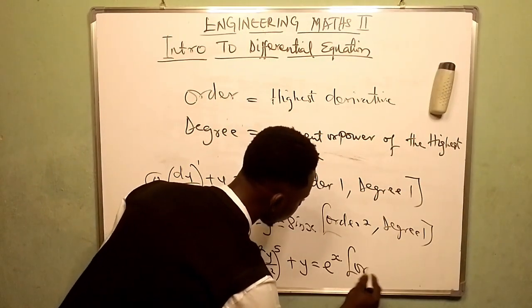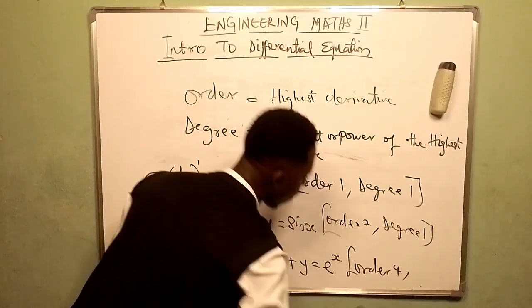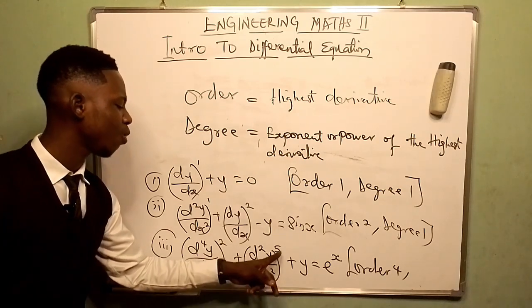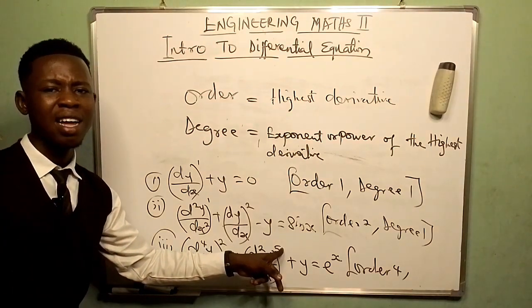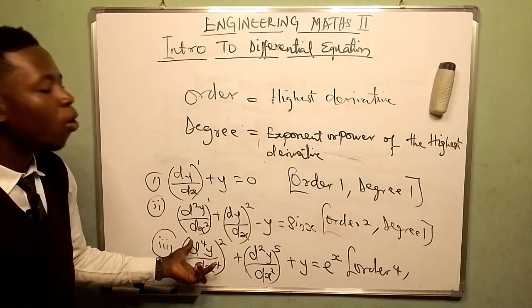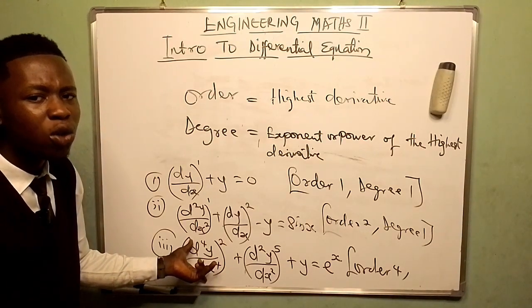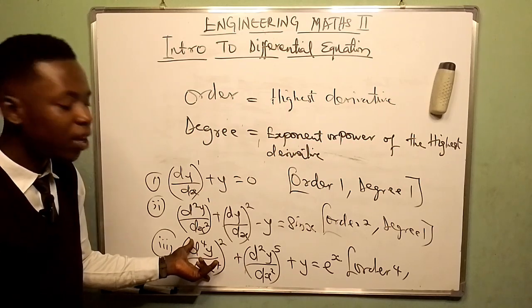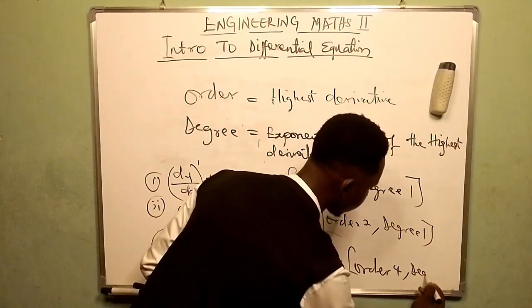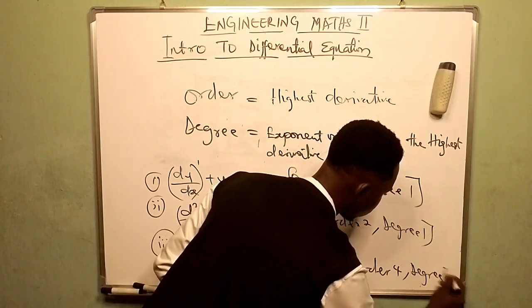Now we are going to write it as order 4. Now, what is our degree? Some of you may fly and say that the degree is 5, that this is where we have the highest degree. No. You check for the degree at the place where you found your highest derivative. And the degree is 2. So this is your degree. Your degree is 2.